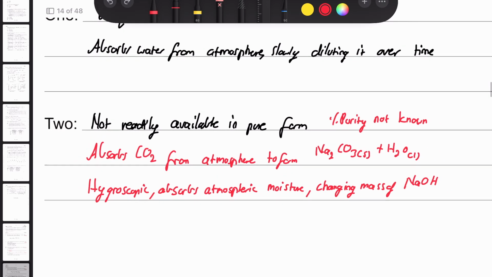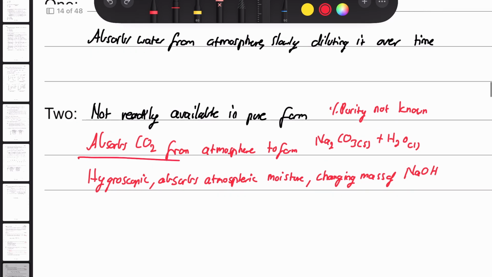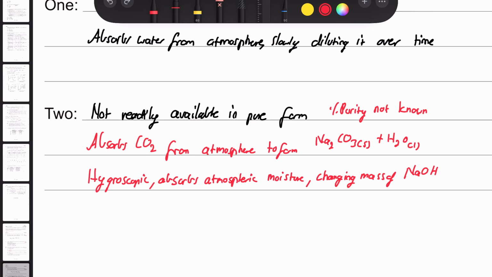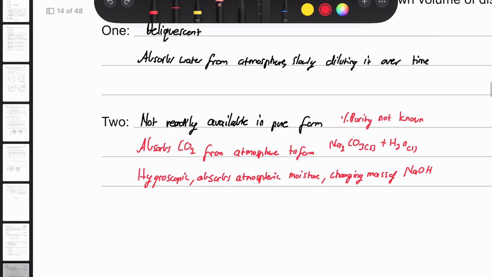However, what I really needed to say was purity not known, because for sodium hydroxide you can get it in pure form, the pellets, but you can get it without the no impurity. I'm not sure. But you could have also said that it absorbs CO2 from the atmosphere to form sodium carbonate and water. So I'll probably use that for the future when I do these questions and it's sodium hydroxide again, because I think it's usually sodium hydroxide.